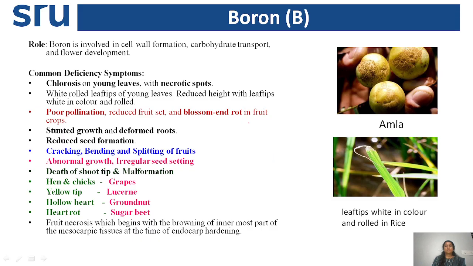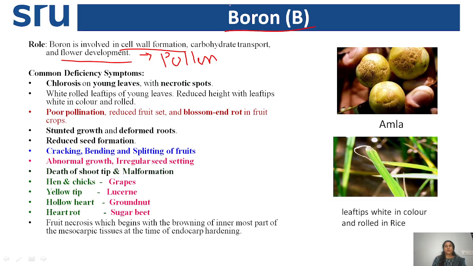So next, coming to boron. Boron is involved in cell wall formation, carbohydrate transport, flower development, and also pollen tube growth. Actually, pollen tube growth also has a specific role. Boron deficiency causes sclerosis of younger leaves, white rolled tip. These are highly specific, but in most of the exams they will ask direct deficiency symptoms of boron.